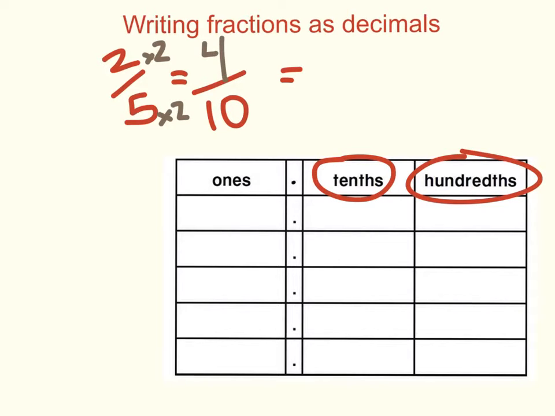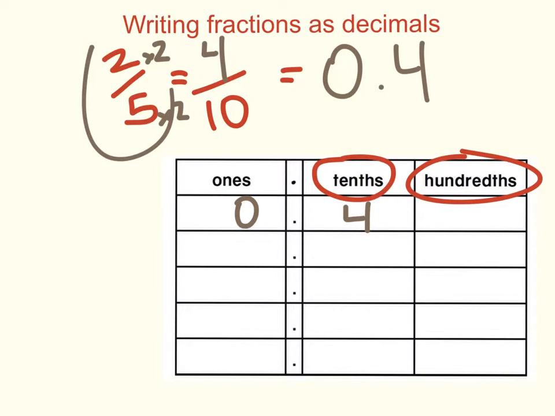So now I have 4/10, and I write that as 0.4. And that's the same as 2/5. That is equivalent.